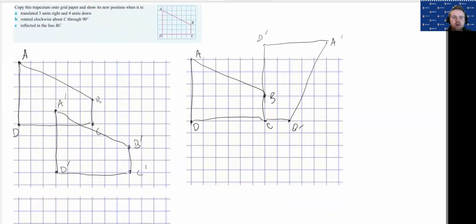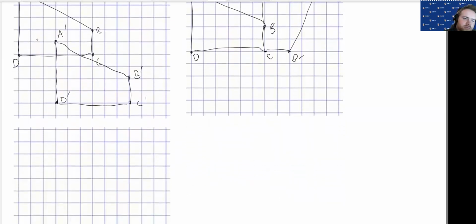Okay, now for this last one, let me just do the shape. 1, 2, 3, 4, 5. 1, 2, 3, 4, 5, 6.